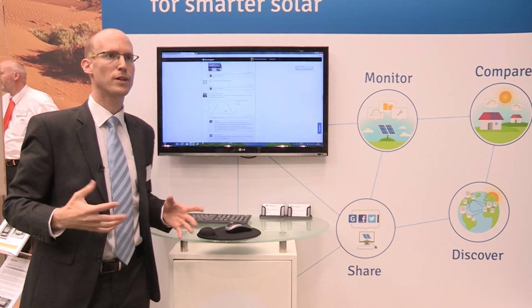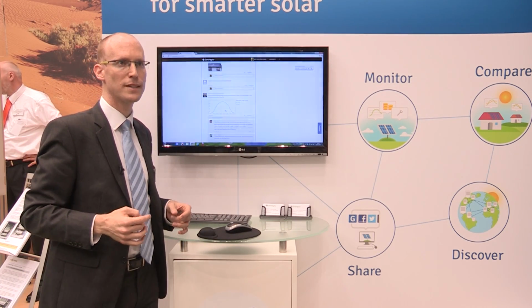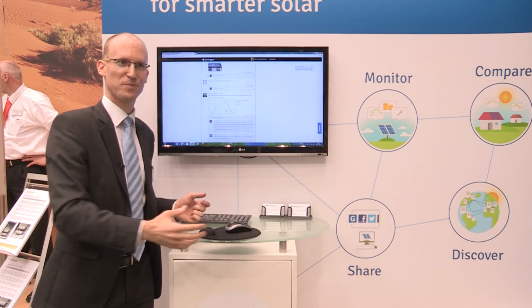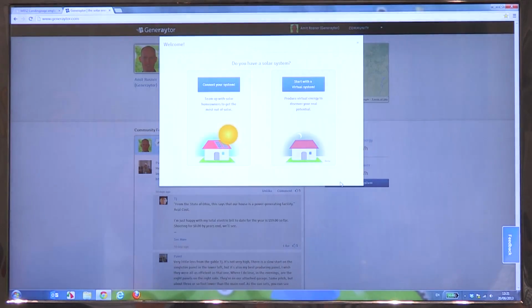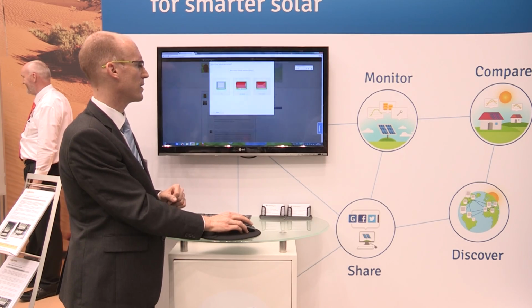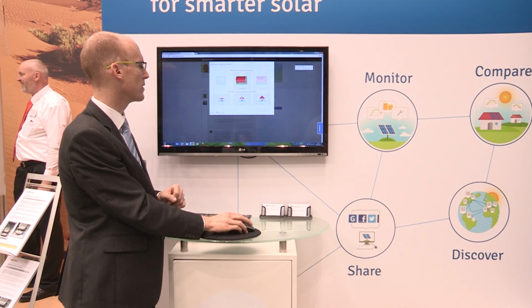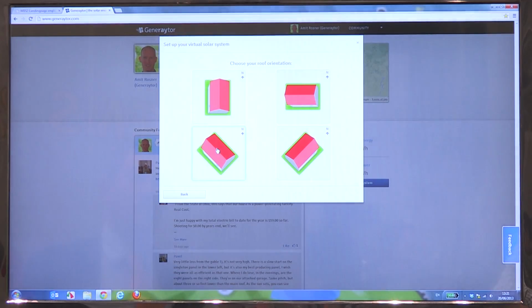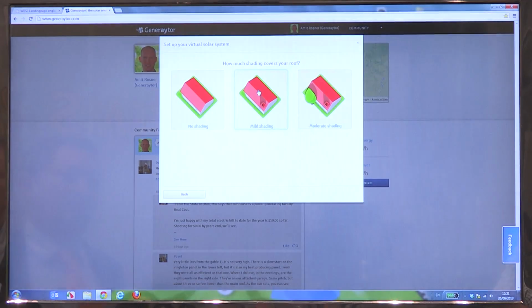So since we're now in Germany, let's try to get me a virtual solar system and see how much energy I can produce. It's very easy. We're going to start with the virtual system. Let's say my roof has 2 planes and 30 degrees tilt. Let's say it's facing this way and a bit of shading.